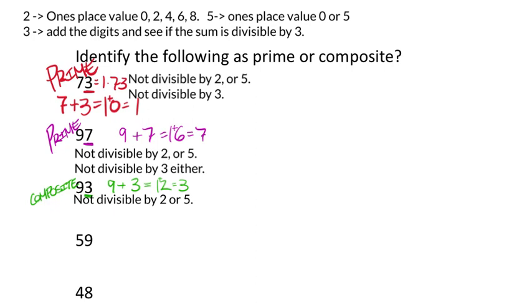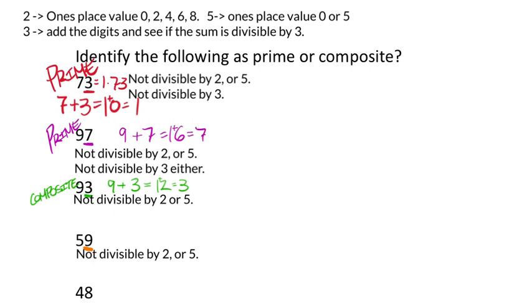Next, let's check 59 there. So 59 in the ones place value is a 9. So I know right off the bat it is not divisible by 2 or 5. Okay, so let's go and check 3.